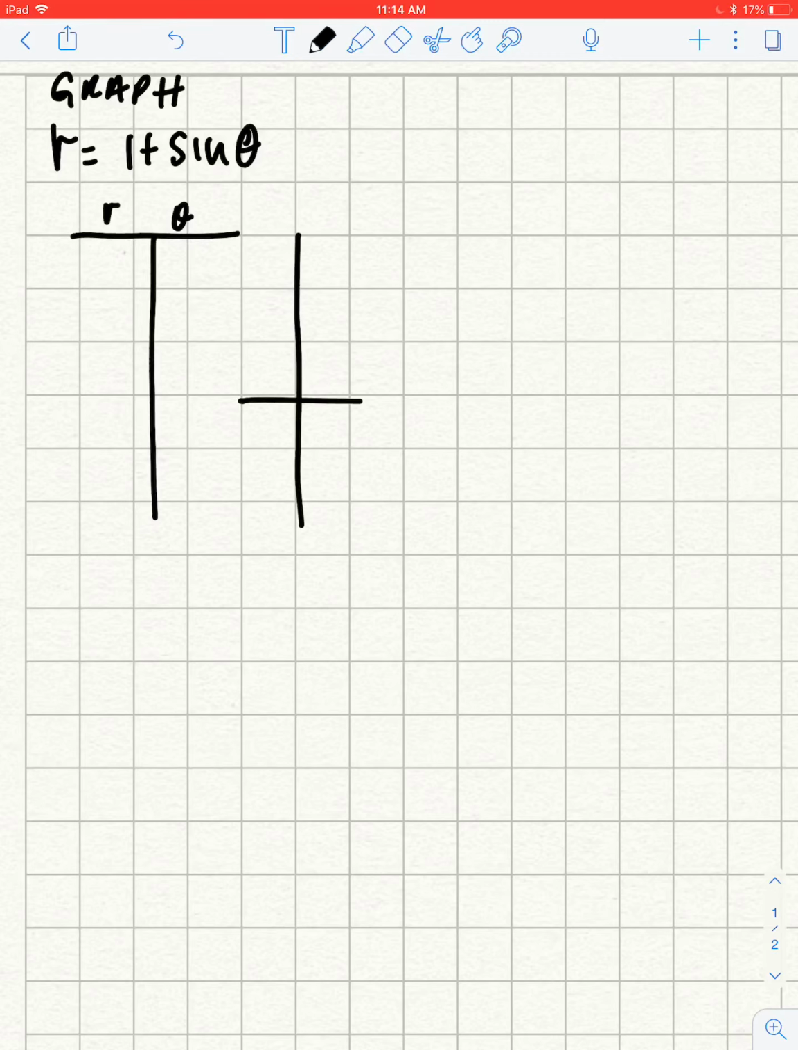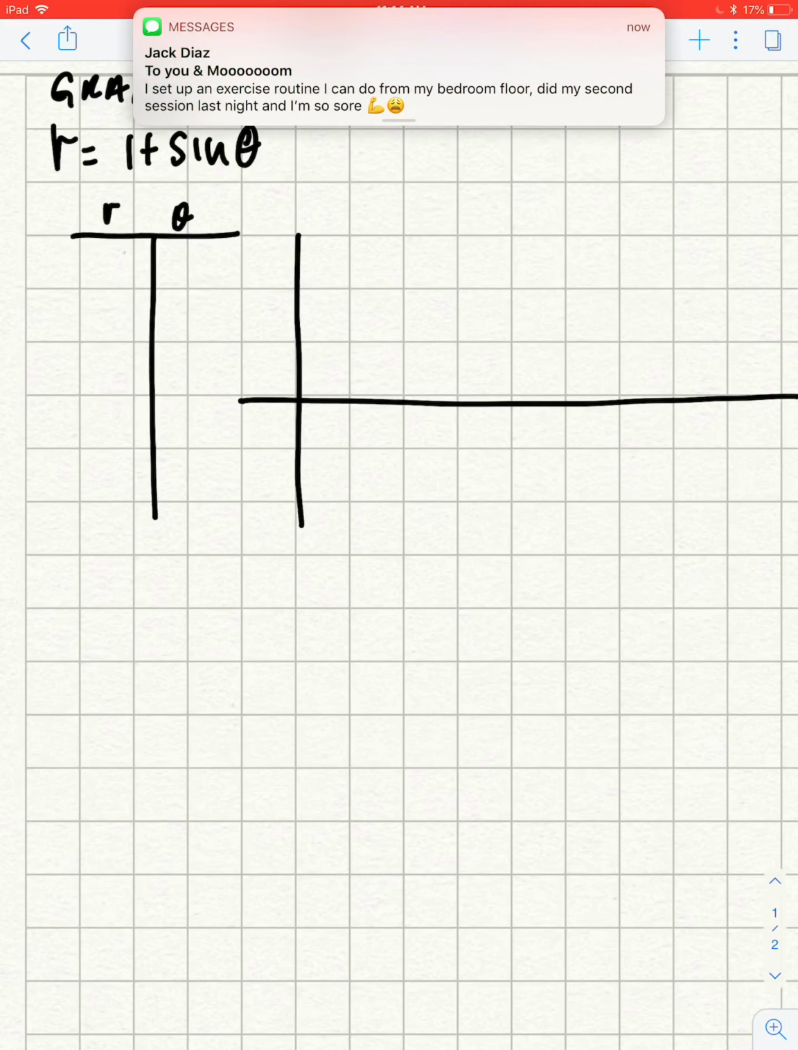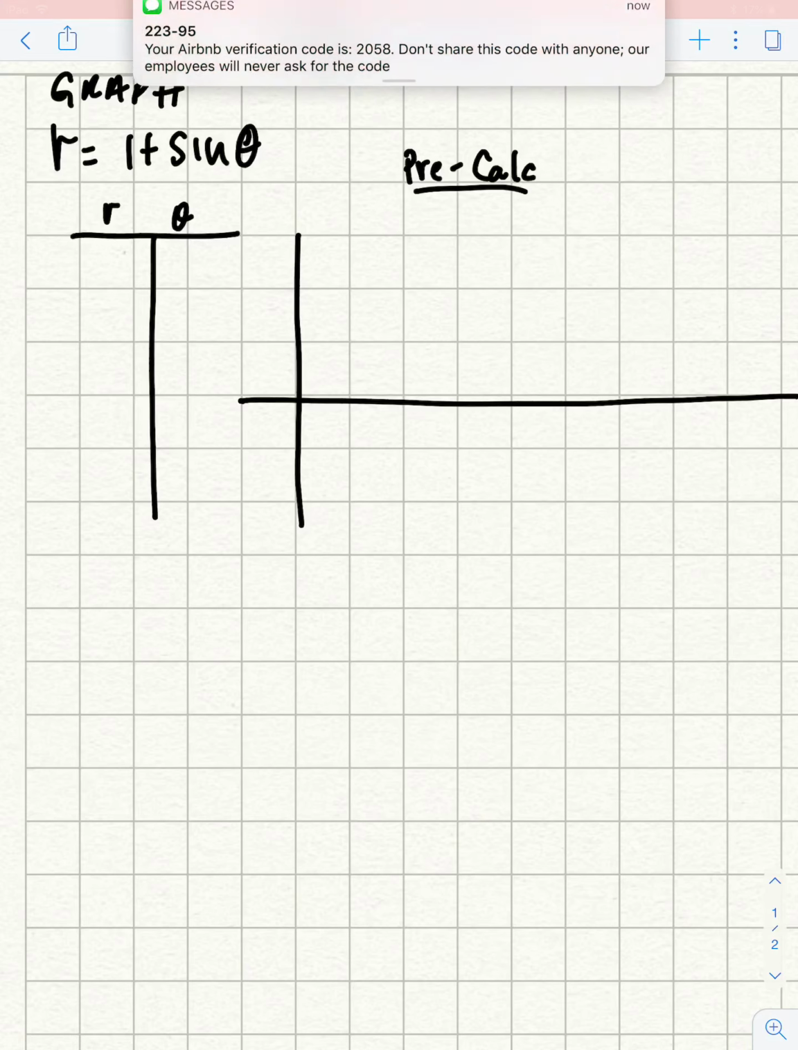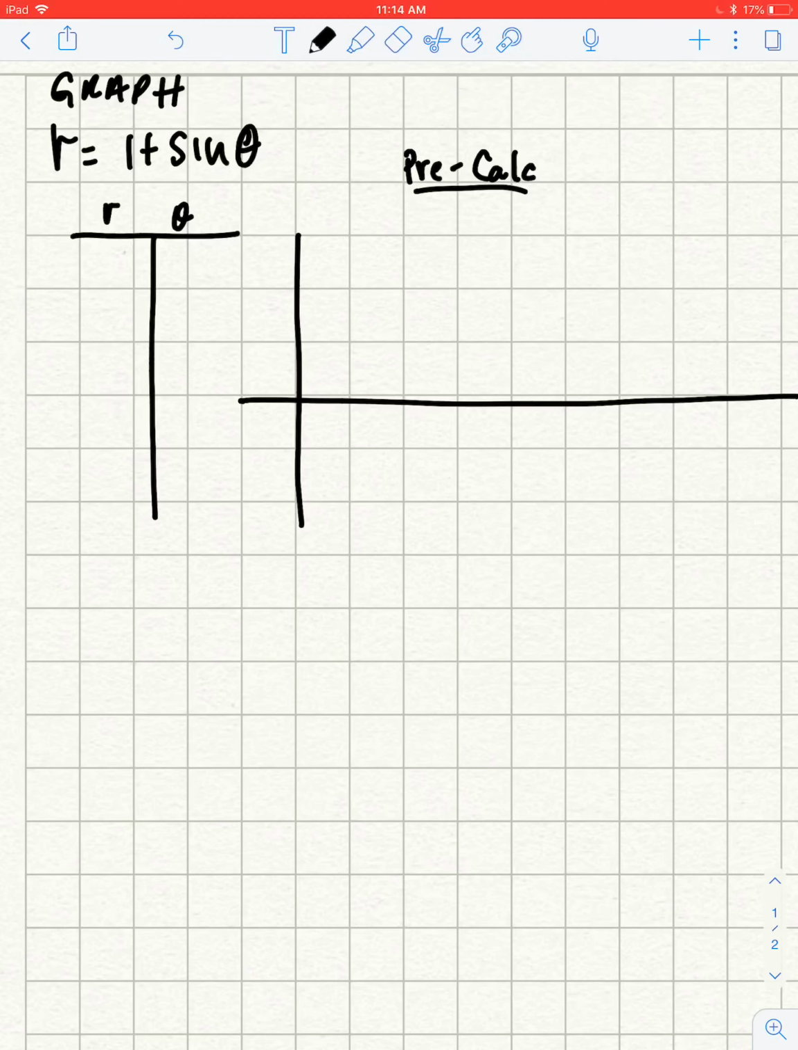Okay guys, now we're going to graph 1 plus sine theta. And what I'm going to do first is do a couple things. One is a chart to help you, which you don't need all the time. And two, it's going to be our pre-calc graphing of one plus sine x.